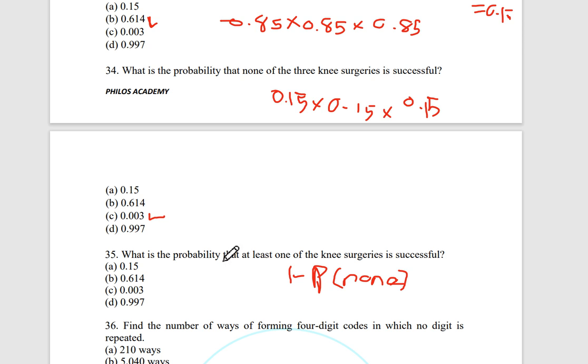Just know that whenever a question says at least 1, just 1, not at least 2, just at least 1, it means 1 minus probability of none. So if the probability of none is 0.003, then 1 minus 0.003 should give you what? 0.997. So the correct answer for question 35 is D.